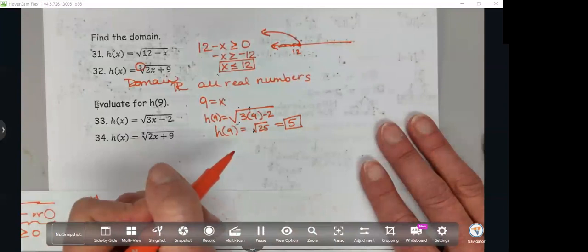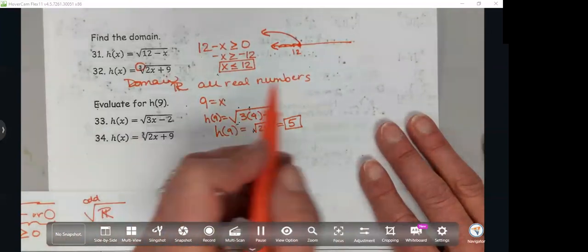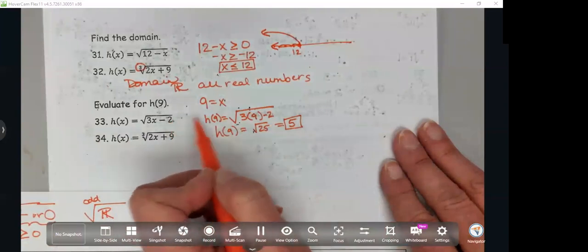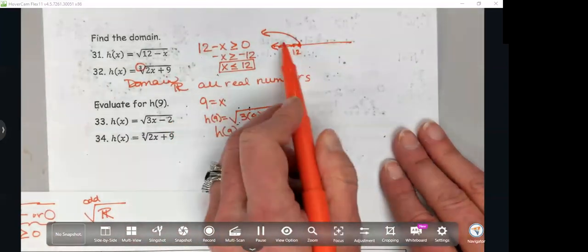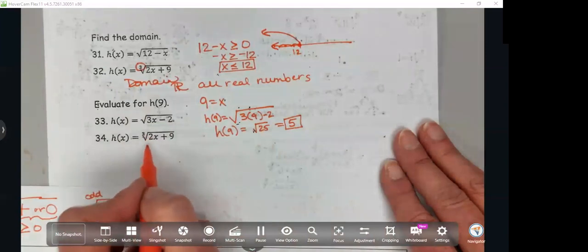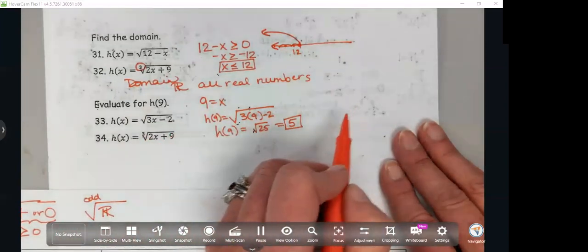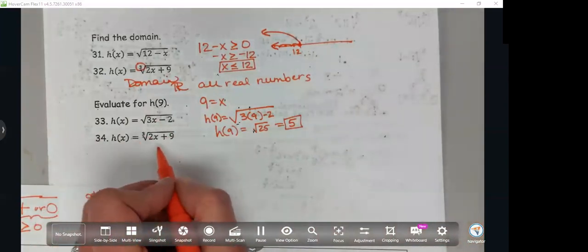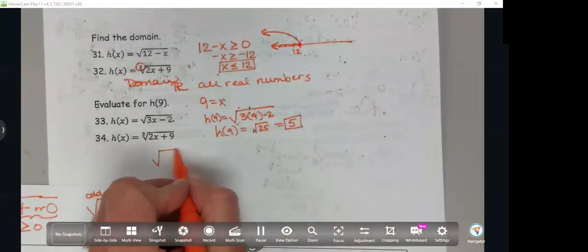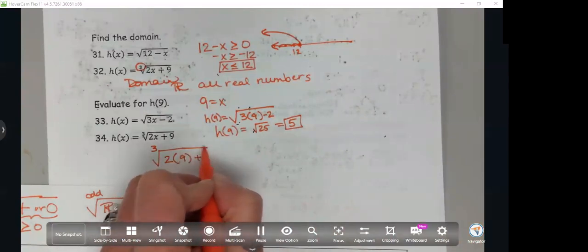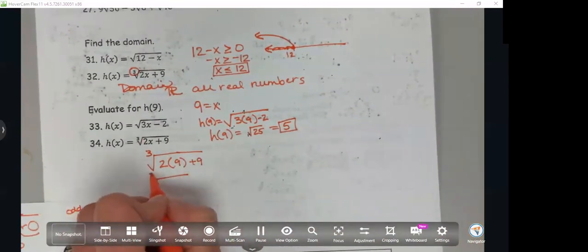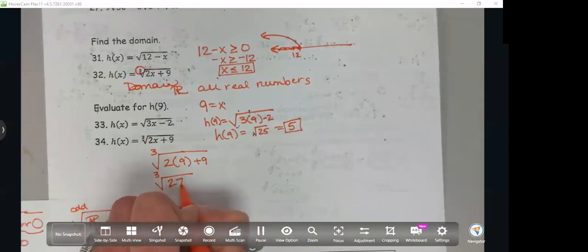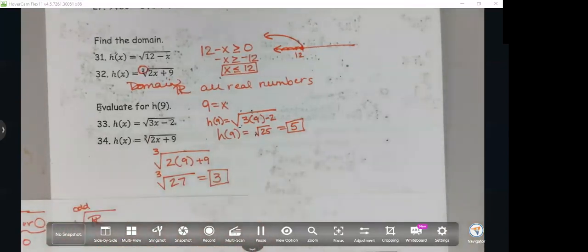So that would equal 5. Now, it's not plus or minus 5 because if we were graphing it, again, when h is 9, there's only one answer. It's not like it's a quadratic, okay? Now in this, we're going to do, what is h of 9? The cube root of 2 times 9 plus 9 is going to be the cube root of 18 plus 9 is 27, and that's going to be 3. So that is the evaluating of 9.